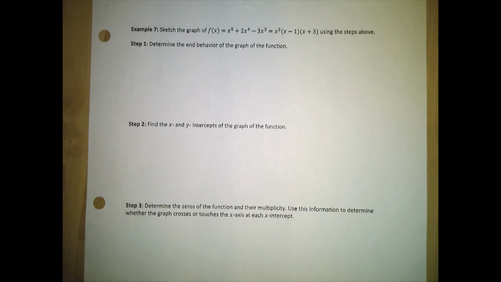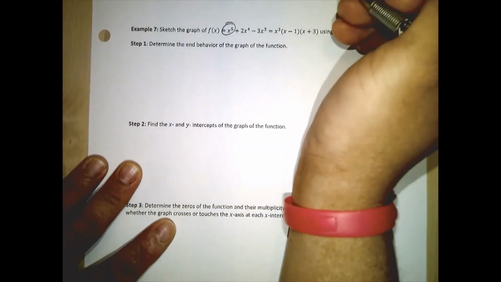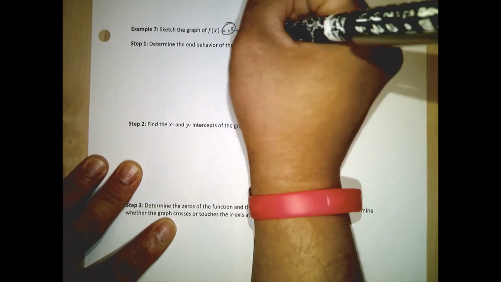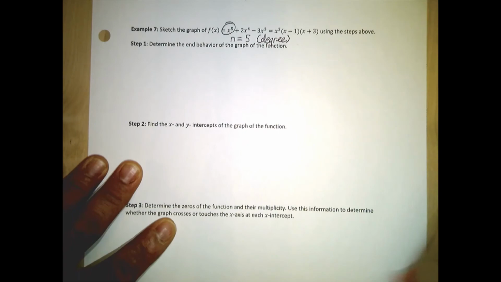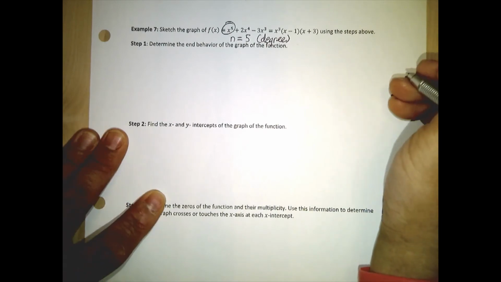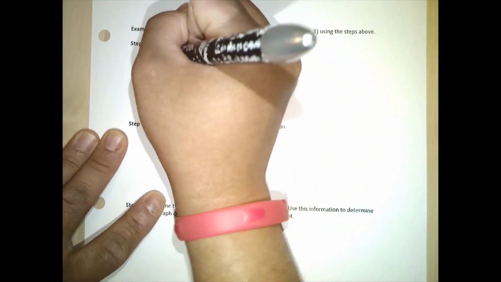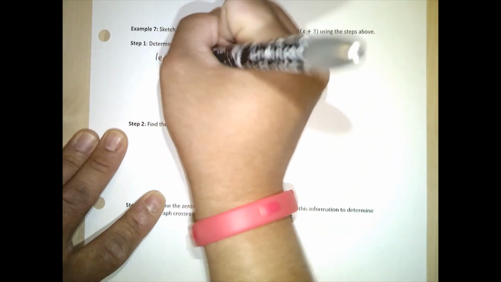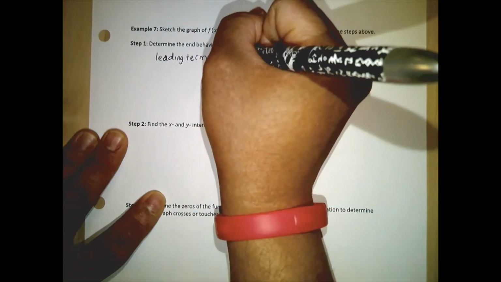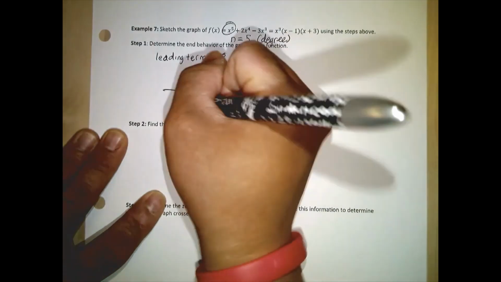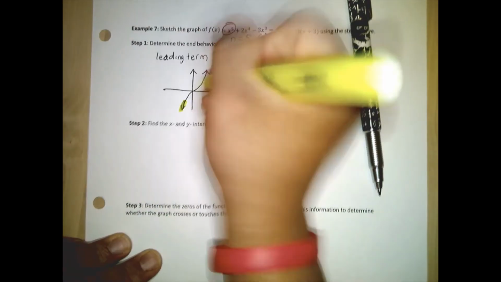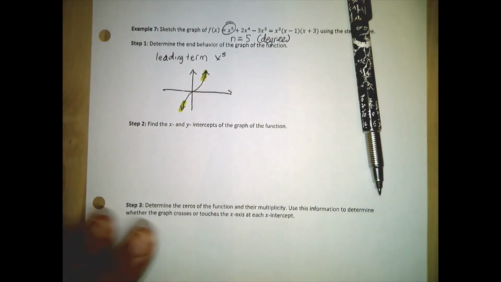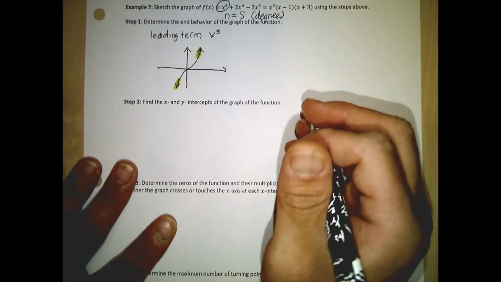So let's determine the end behavior of the graph of the function. The leading term is x to the fifth, so n equals 5 is the degree. And since that is the case, the end behavior will look something like this, right here and here. So now let's find the x and y intercepts of the graph of the function.